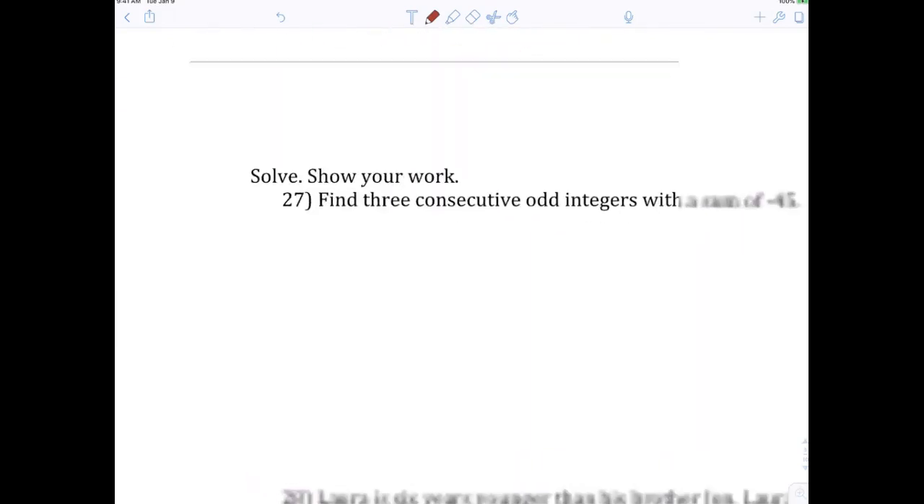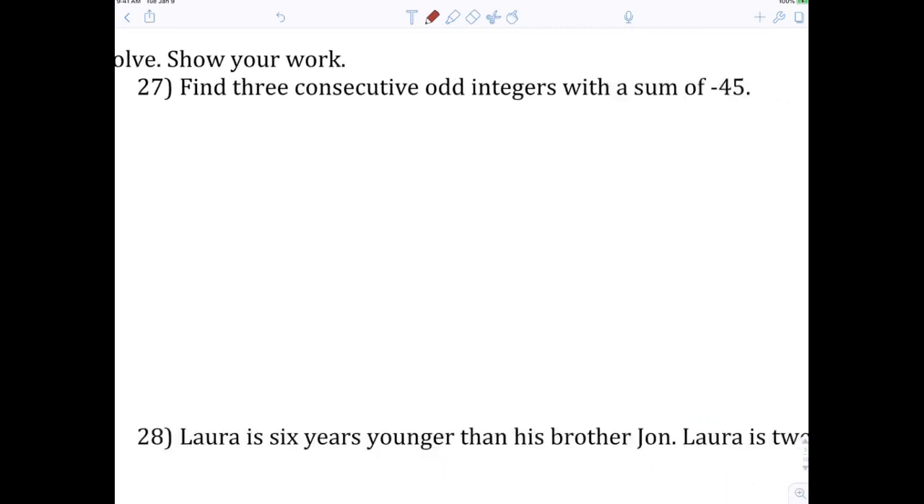Oh, wow, we did good today. 27, let's do this. 3 consecutive odd integers. So I want you to tell me first would be what? x. Your second number would be what? x plus 2, because we're odd. And our third would be, say it. Good, x plus 4.